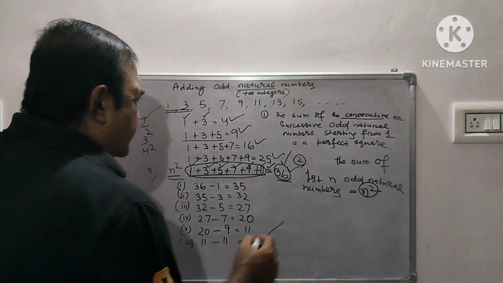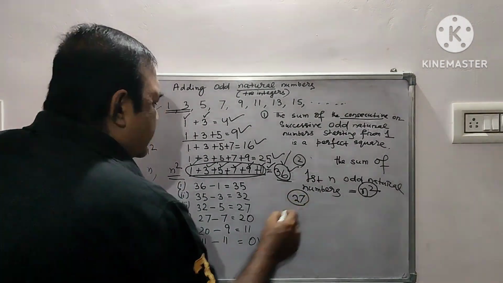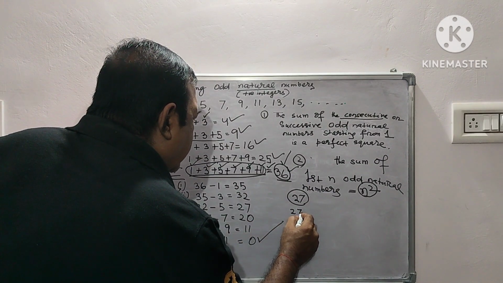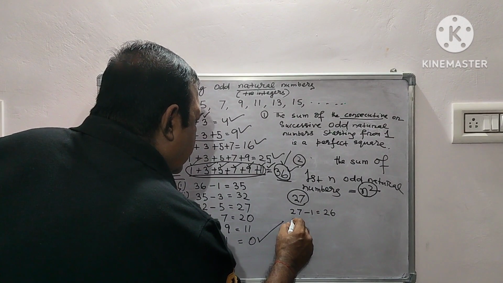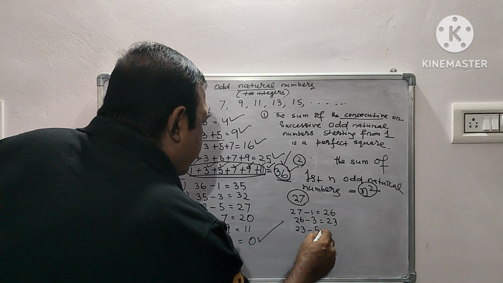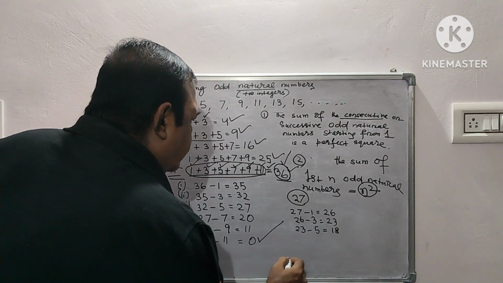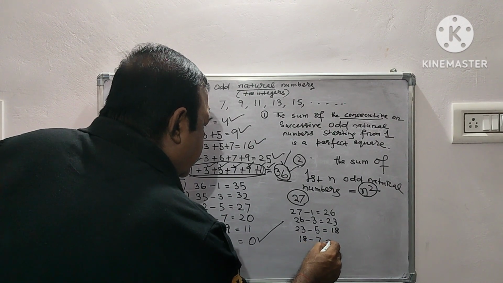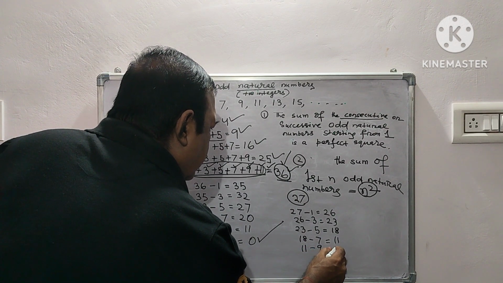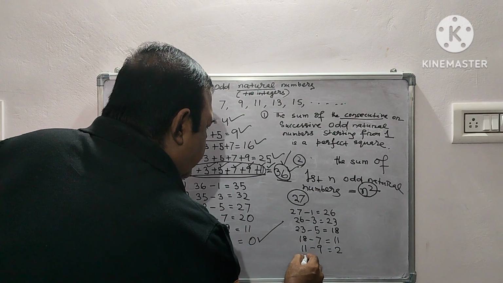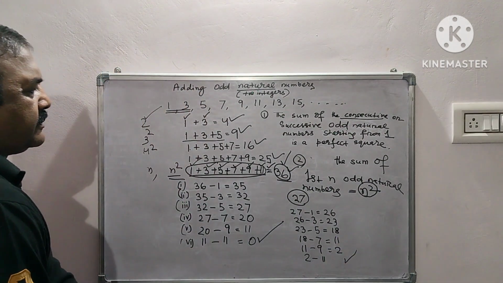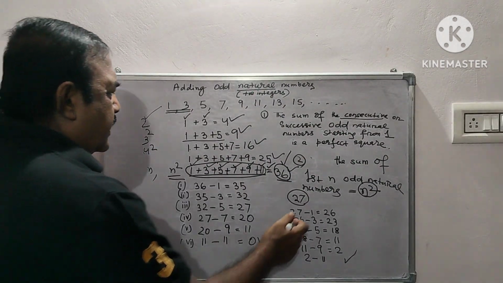Suppose we have been asked whether 27 is a perfect square or not. We can do like this. What will you do here? We will subtract 27 minus 1, that is equal to 26. 26 minus 3 is equal to 23. 23 minus 5 is equal to 18. 18 minus 7 is equal to 11. 11 minus 9 is equal to 2. The next, 2 minus 11, no, I am not getting 0 here. So 27 is not a perfect square.